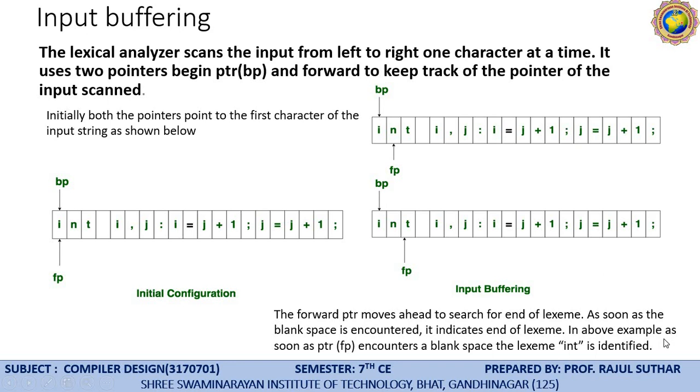So in this example, the forward pointer FP encounters the blank space after the lexeme int. Which lexeme is identified? int. So the first word int is identified because we found a blank space. Okay, so this way you can understand the input buffer. This type of question is asked in the GTU exam.